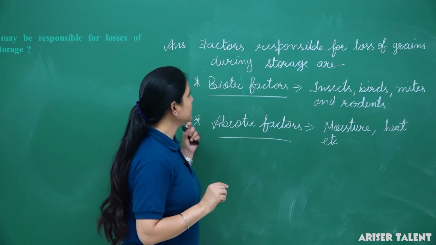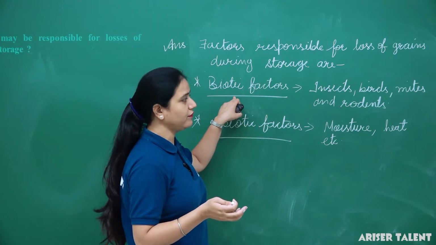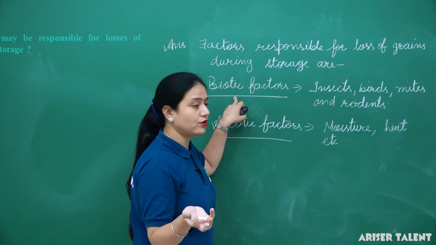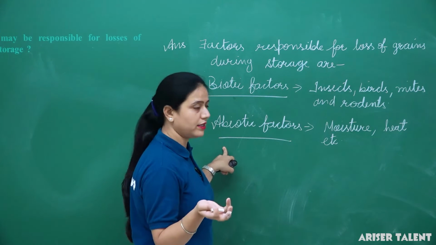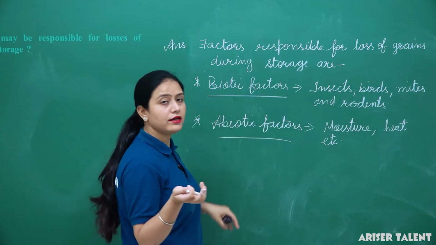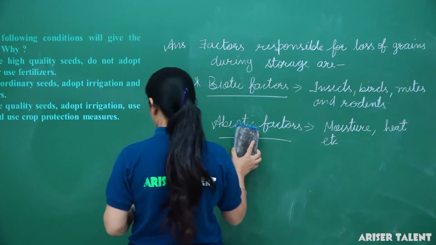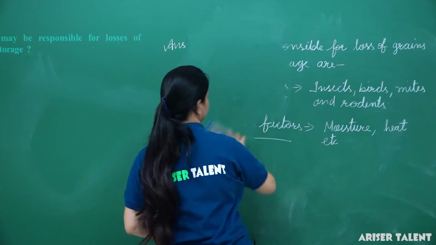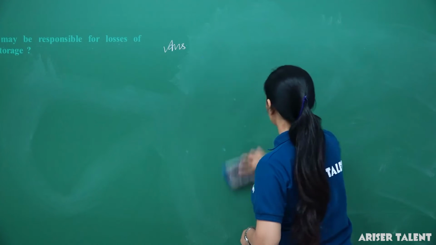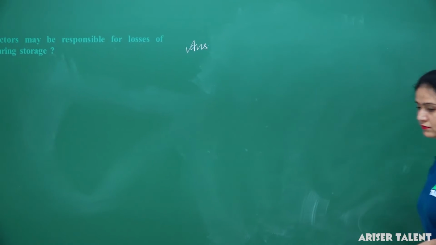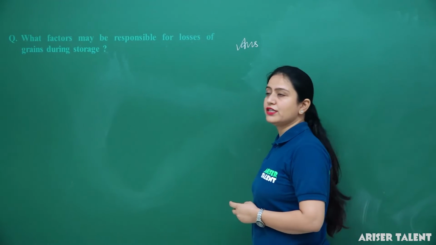Clear? So thus we can say the factors which are responsible for loss of grains during storage are biotic factors like insects, birds, mites and rodents, and abiotic factors generally moisture, heat, temperature, cold, etc. So these are the biotic and abiotic factors. Clear? So here we have studied the factors which are responsible for the loss of grains during storage.